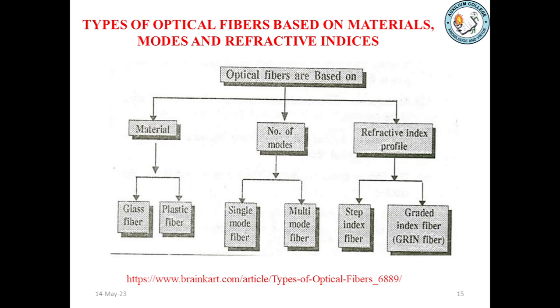Types of optical fibers based on materials, modes and refractive indices. Based on the fiber's material, number of modes and refractive index profile, it is classified. Depending upon the material it is made of, there are glass fiber and plastic fiber. Depending on the number of modes, it is classified into single mode fiber and multi-mode fiber. Depending on the refractive index profile, it is classified into step index fiber and graded index fiber. In step index fiber, we have single mode step index fiber and multi-mode step index fiber. In graded index fiber, we have only multi-mode graded index fiber.